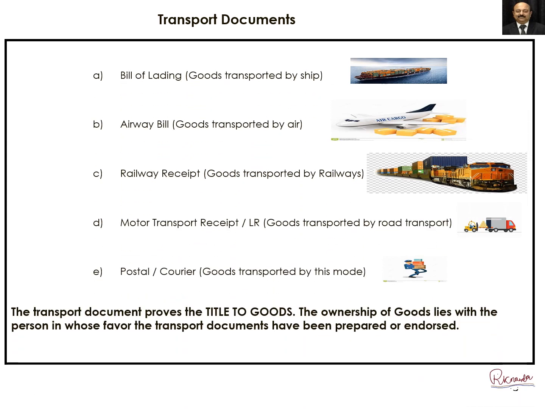So transport documents can be multiple depending upon the mode of transport. If the goods are sent by ship, then it's a bill of lading. If the goods are sent by air, then it's an airway bill. If goods are sent by railways, a railway receipt; by lorry, it's motor transport; or a postal receipt or courier receipt. Why is this transport document important? Because this transport document actually proves the title to goods. The ownership of goods lies with the person in whose favor this transport document is made.